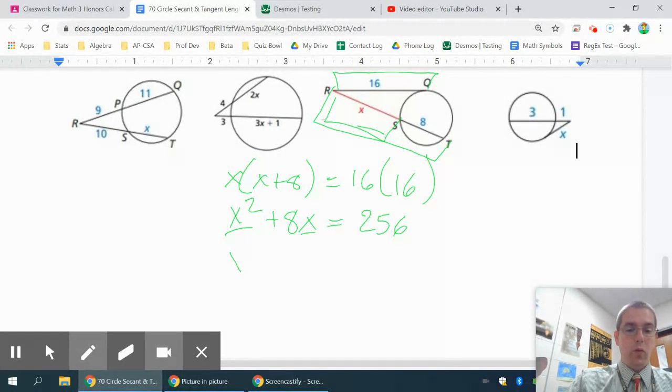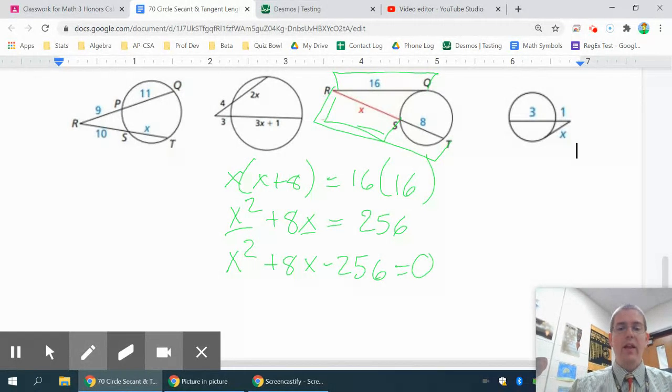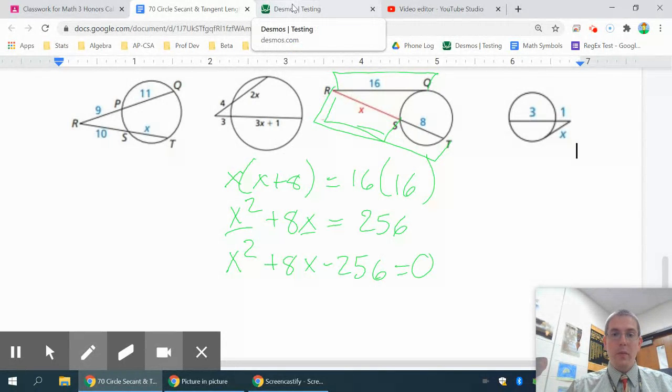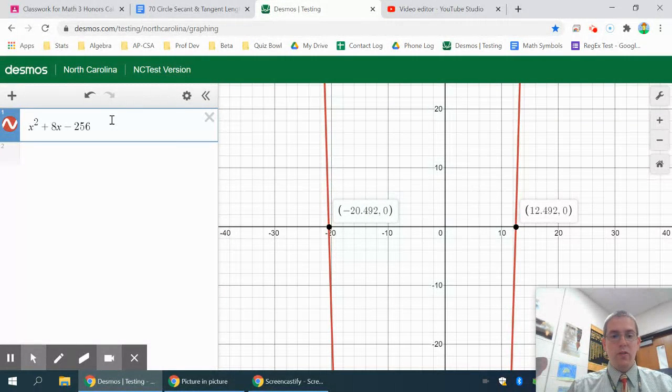So since we have a quadratic, we're going to need to get everything on one side. And once I get everything on one side, then I'm going to need to solve that. Now, I could try factoring or the quadratic formula, but I think I'll just use Desmos. So when you graph this in Desmos, you can notice that you have these numbers here, and I have two possible solutions. One is negative 20.4, the other one is 12.4.